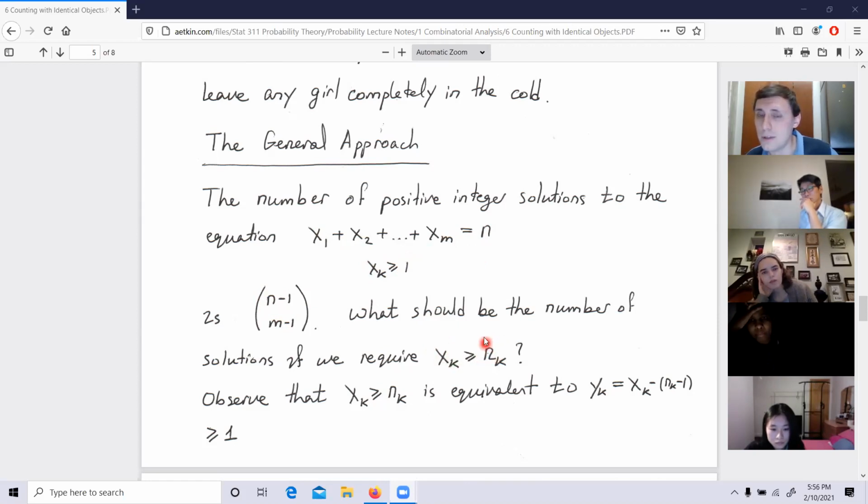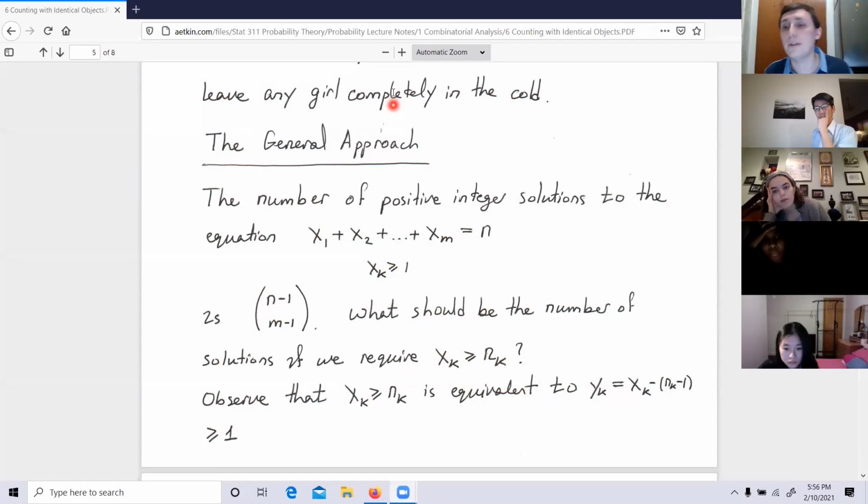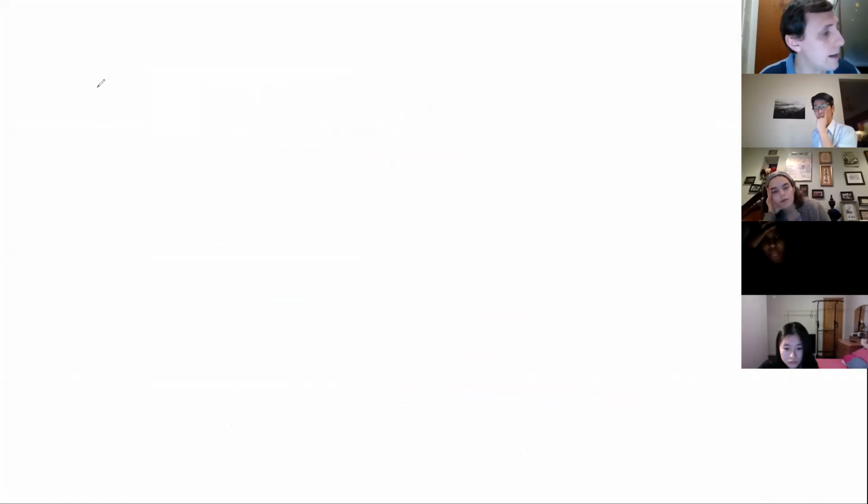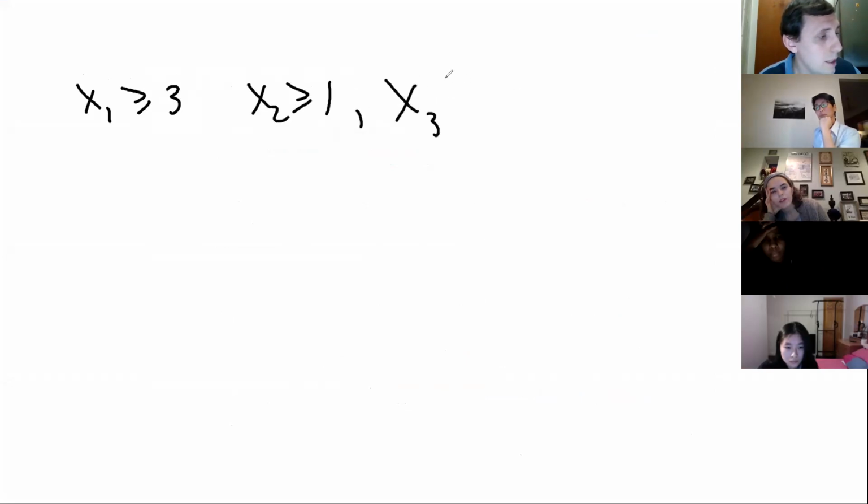You understand? So it's not necessarily 0. Could be even a negative number. Yes, could even be a negative number. Do you understand what I'm saying, guys? So for instance, suppose that I have some favorites. Let's say girl number 1 has to get at least 3 matches. Girl number 2 has to get at least 1 match, and girl number 3 has to get at least 5 matches. And I have altogether 11 matches.